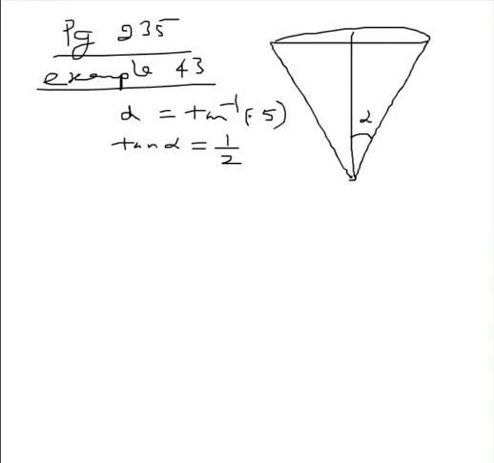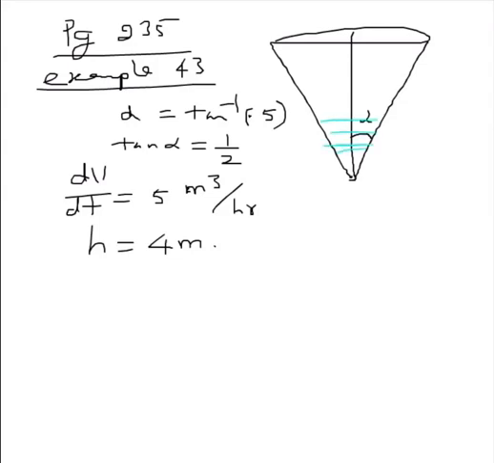Water is poured into it at a constant rate of 5 cubic meter per hour. That means dV by dt is given. From the unit you can make out, cubic meter is volume unit per hour. Find the rate at which the level of water is rising at the instant when the depth of the water is 4 meters. Okay. So as you pour water into it, the water level rises.